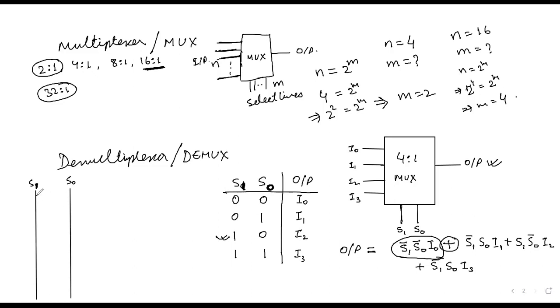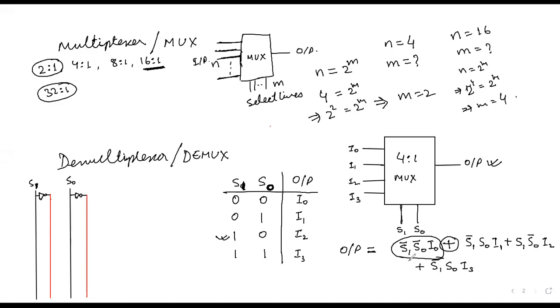So how can we get that? We can take a NOT gate and make a line from that. From here, we can also take a NOT gate and take a line from that. So the lines can be drawn like this. Okay, the red line is for S1 bar and the second red line is for S0 bar. Now what you have to do, we have to take the inputs.